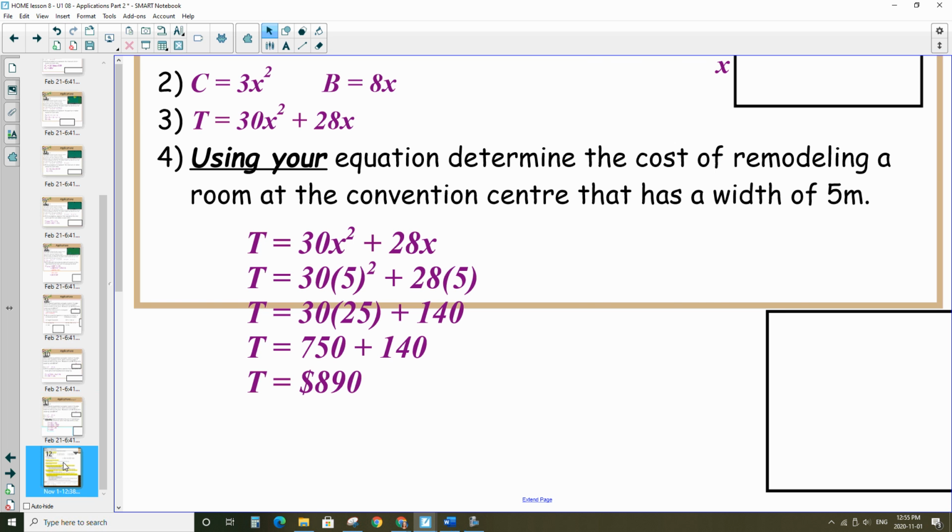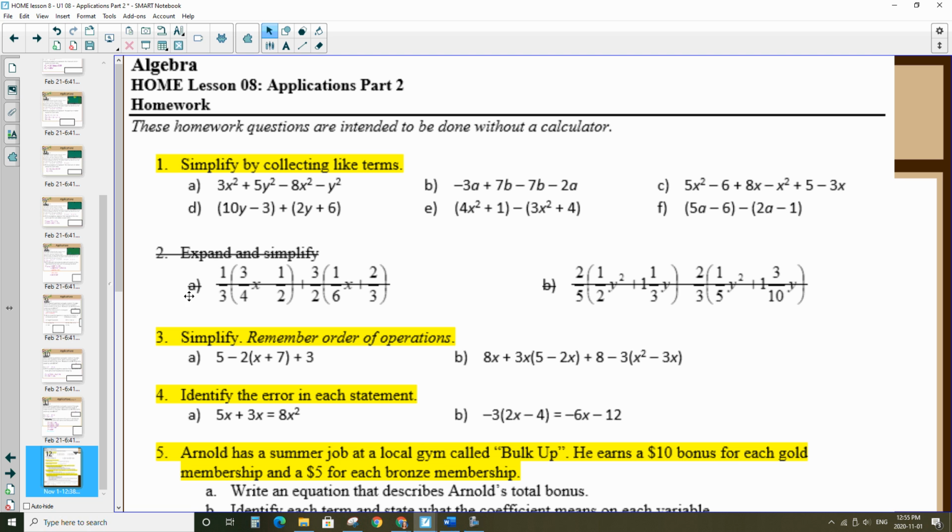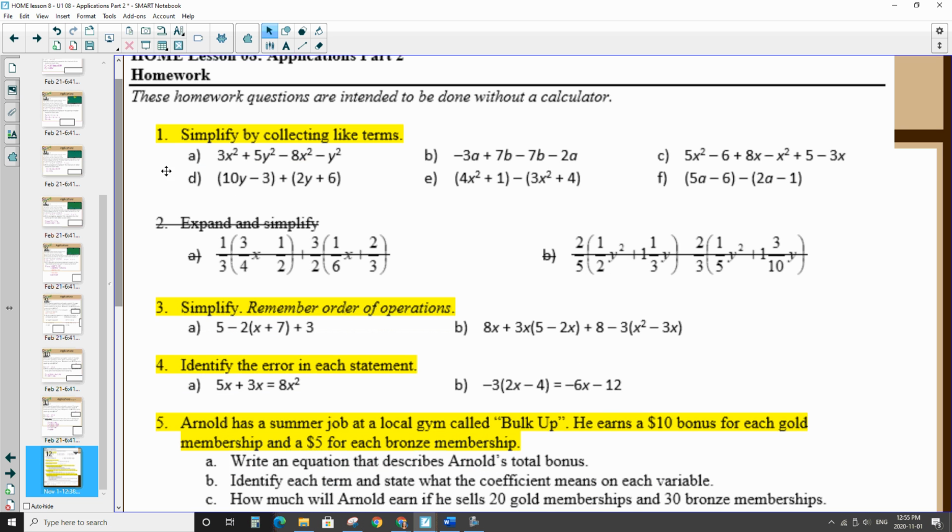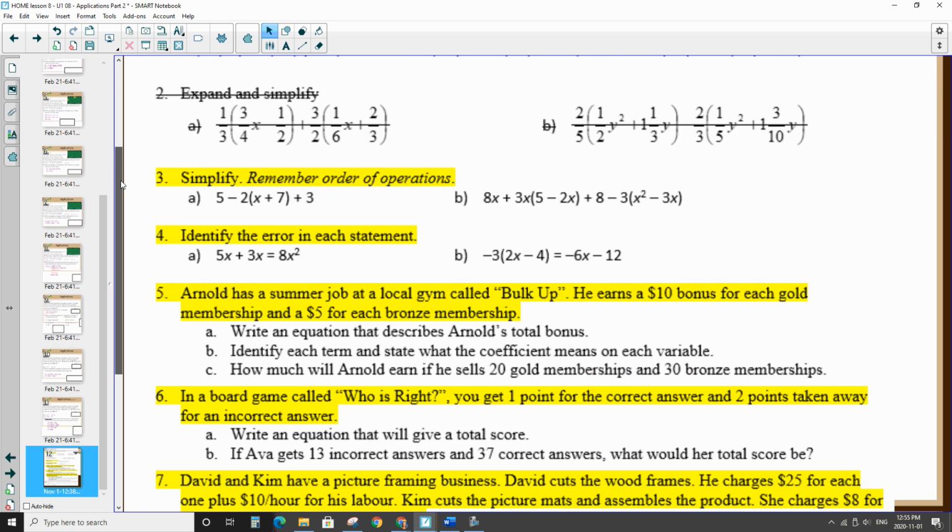So that's the end of your lesson. There is some homework. This is attached in Google Classroom. Do all the questions on this page except for number 2. You don't need to do that one.